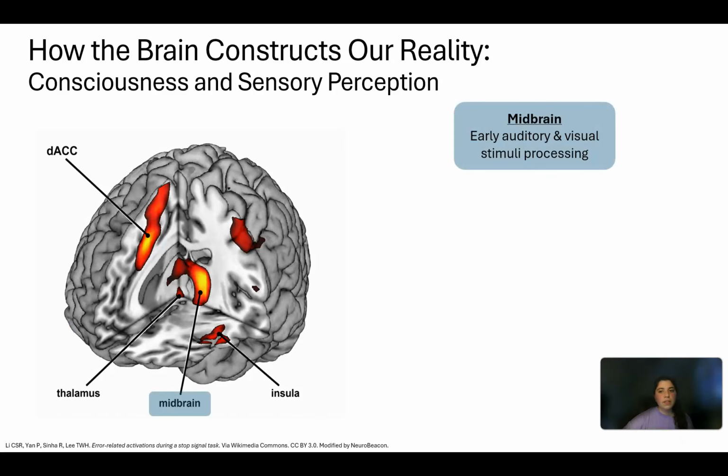And so the salience network starts with the midbrain, which is responsible for the early processing of auditory and visual stimuli. And then that moves to the thalamus, where these auditory and visual stimuli, among other types of sensory perceptions, are going to be relayed throughout the brain, specifically to the cerebral cortex, which is responsible for taking in those integrated sensory stimuli and actually creating perception and decision making based off of them.